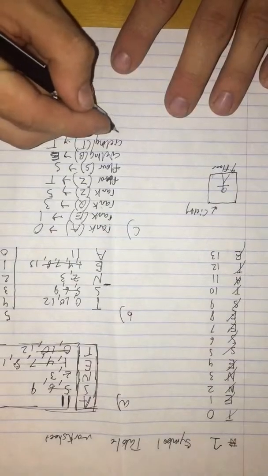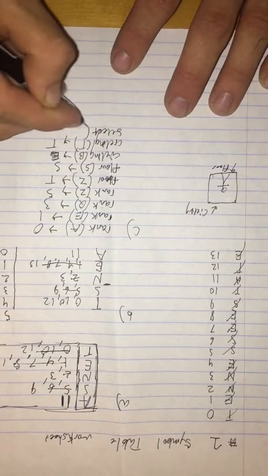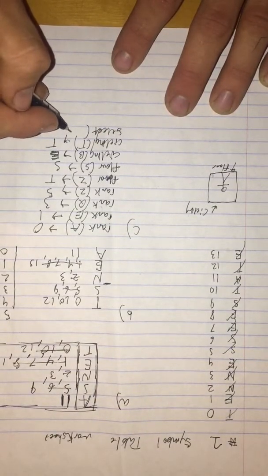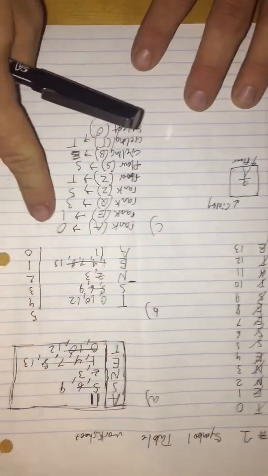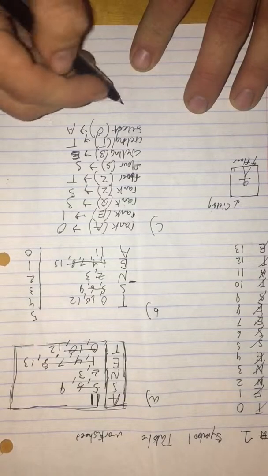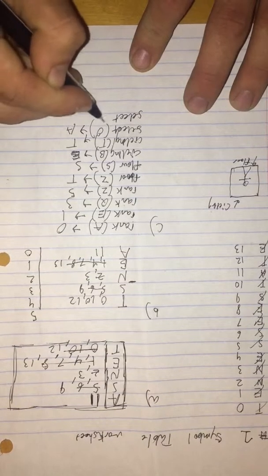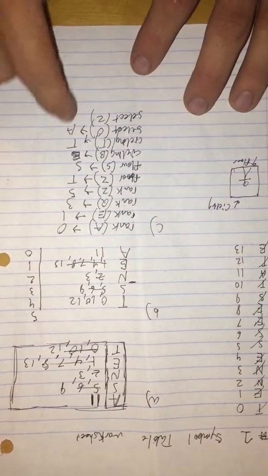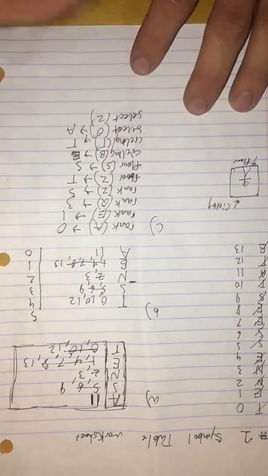And then you have the simple select method. So if you say select 0, you just look at this thing and say, oh, what's at the 0 value? That's A. And then select 2, that'll return N.